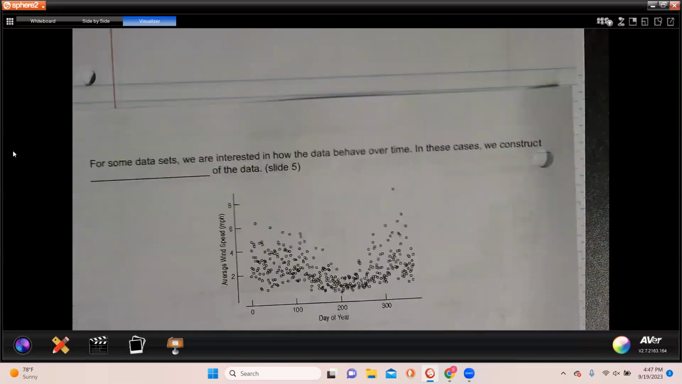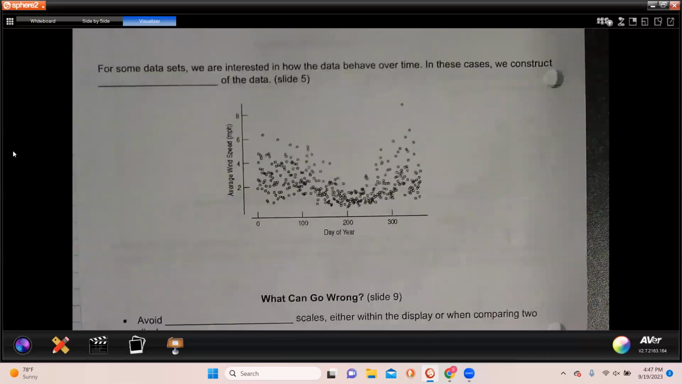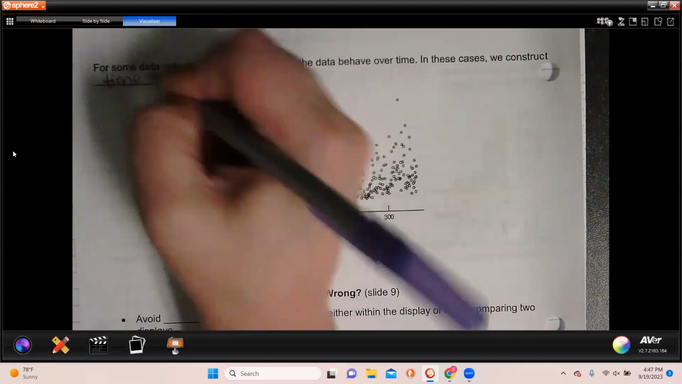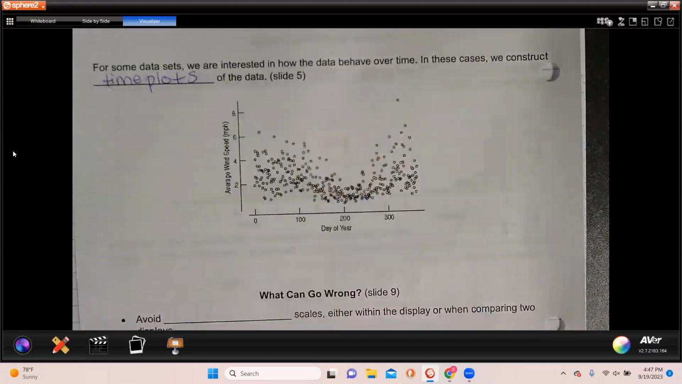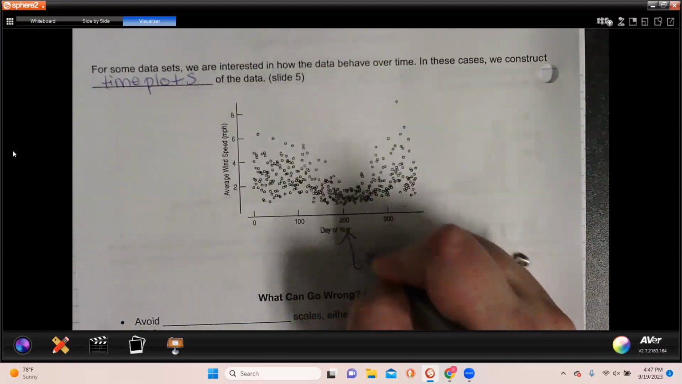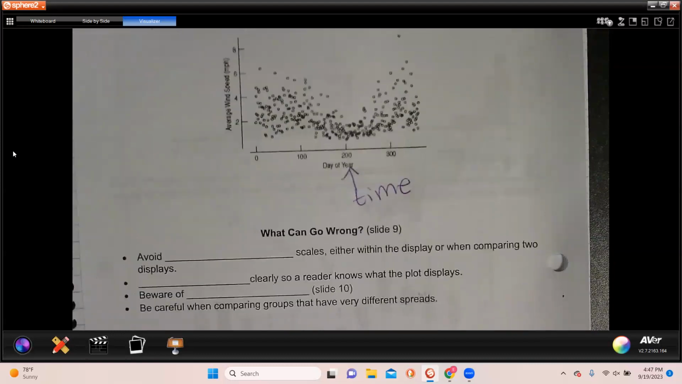All right, last little bit. For some data sets, we are interested in how the data behave over time. In these cases, we construct a time plot of those data. They kind of look scatterbrained, but the bottom axis should be some form of time.